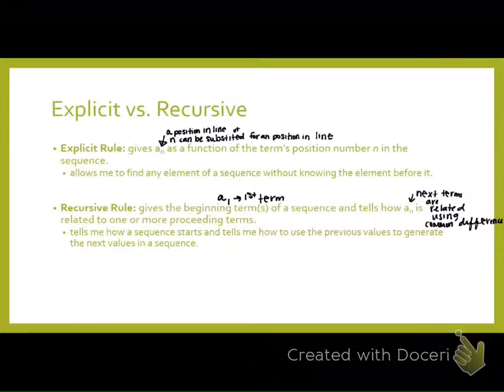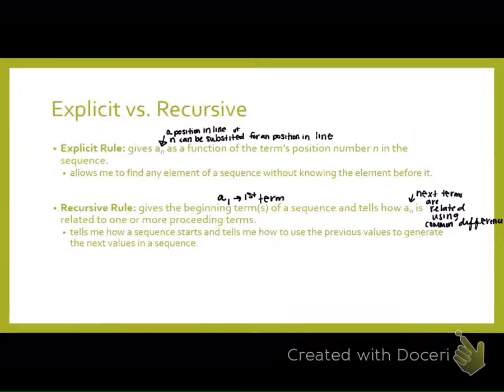So if somebody asks you to find the 100th position in line, you can plug 100 in and get that answer. In a recursive rule, you cannot just plug it in. In order to find the 100th term, you have to find the second term. The second term is used to find the third term. The third term is used to find the fourth term. And then you would have to keep doing that until you got to 100. So this form takes on what happened before, whereas the other one is more of an equation you can use in all situations. All right?